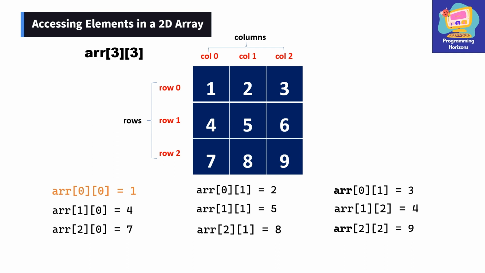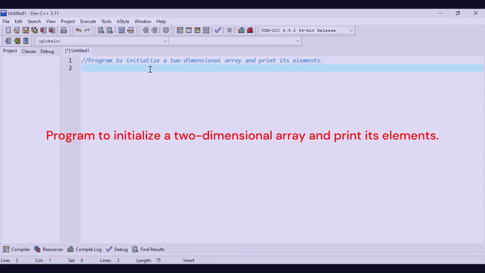Similarly, let's suppose that we wish to access value 8, which is stored at row 2 and column 1. Then we can simply write ARR[2][1] within separate pairs of square brackets. And this is how you can access any particular value within your array. In this program, we are going to initialize a two-dimensional array and print its elements.